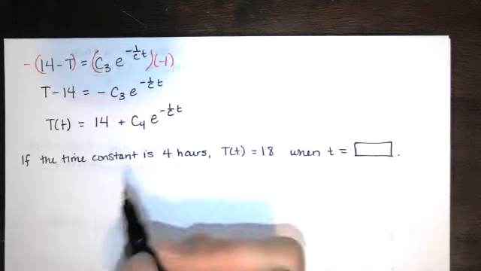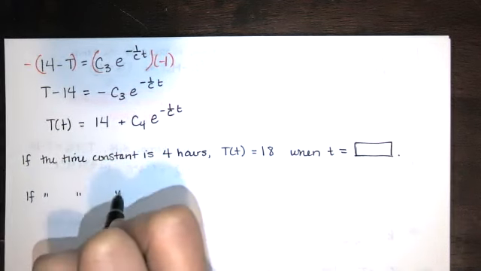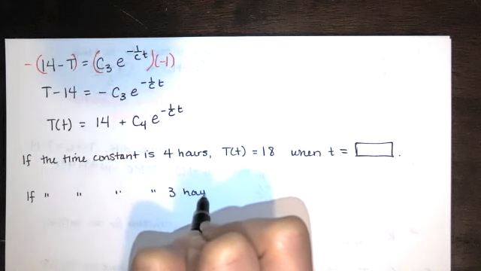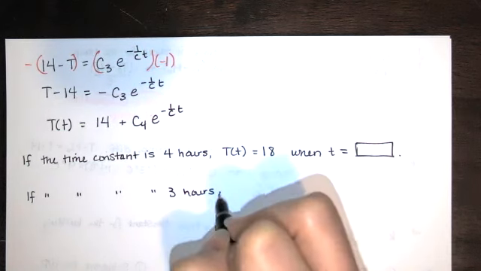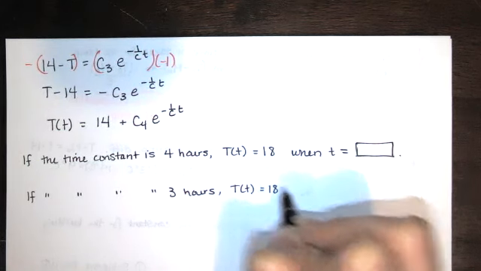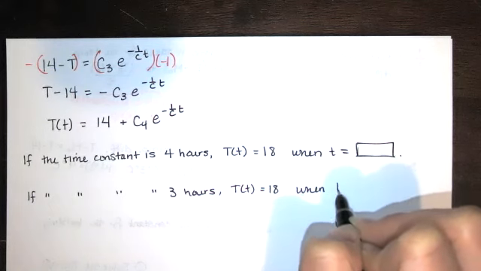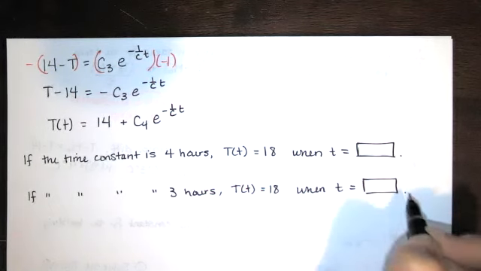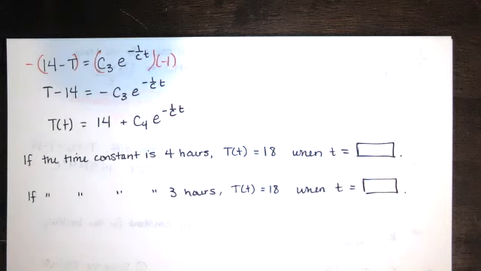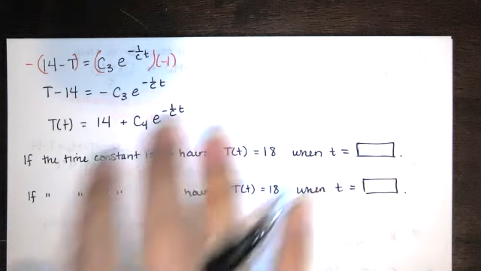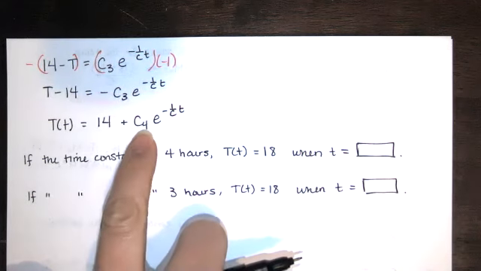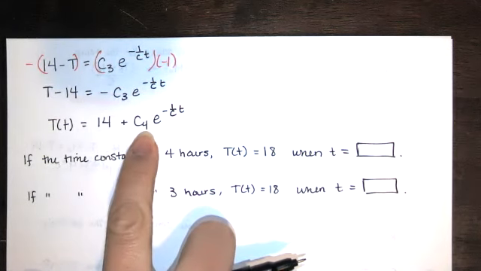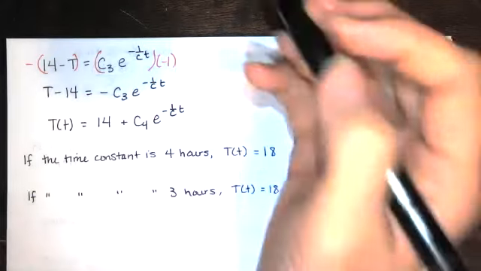And then they say when the time constant is 3 hours, because they left the windows open and then the time constant drops in that case, then the temperature inside the building will equal 18 degrees Celsius when t equals blank. So we're going to have a different time when that time constant is 3 hours instead of when the time constant is 4 hours. But notice that this still has an arbitrary constant C4 in it. In order to find the value of C sub 4, we need to use our initial condition.